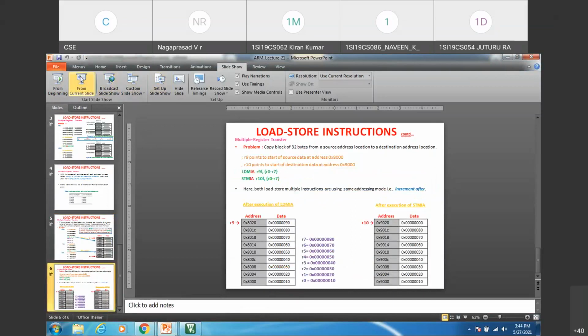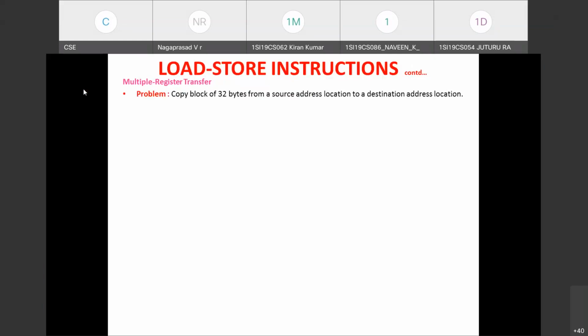Moving on to one more application of the load store multiple instruction. So this is the problem: copy a block of 32 bytes from a source address location to a destination address location. So some block of memory you are having, from that you need to fetch 32 bytes of data from one block and transfer it to another block. So the starting address of the block will be specified.